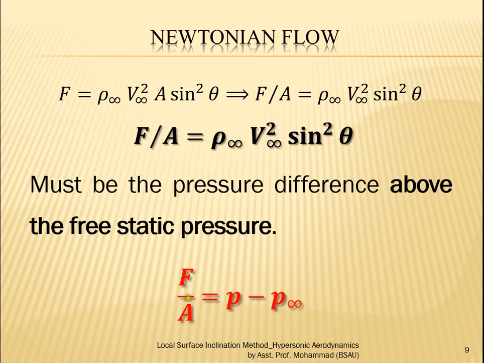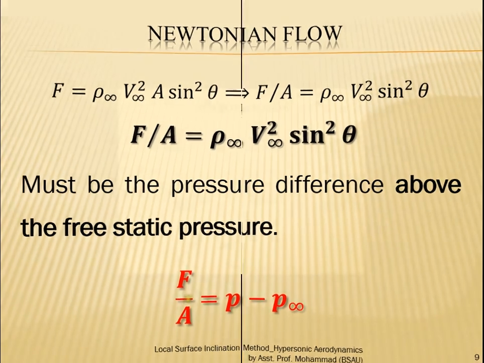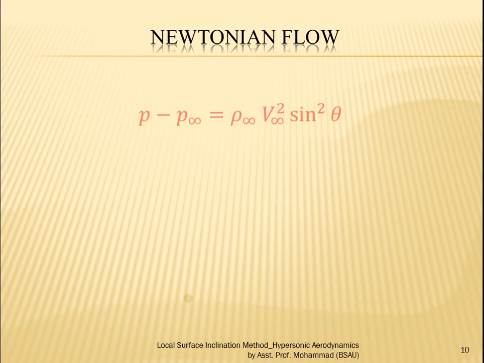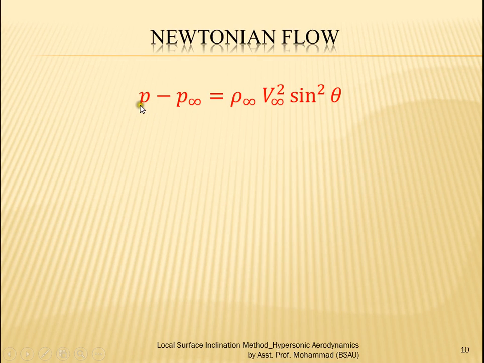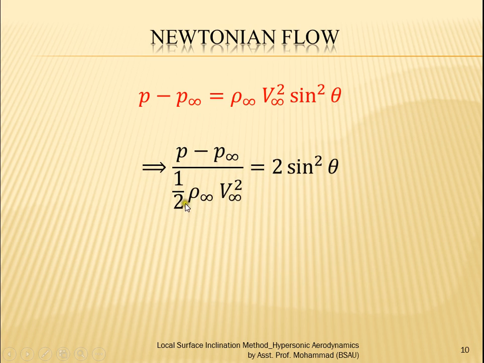If that is clear up to here, then the whole concept becomes very easy. Now P minus P infinity, the pressure above the static pressure, is equal to rho Va square sine square theta. Dividing by one half rho Va square, this becomes 2 sine square theta.